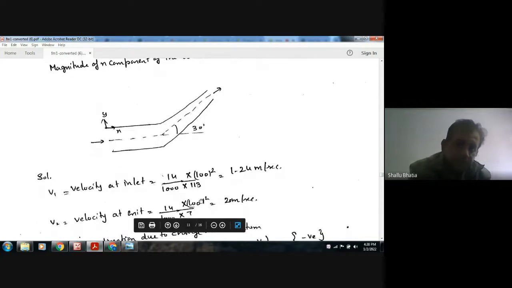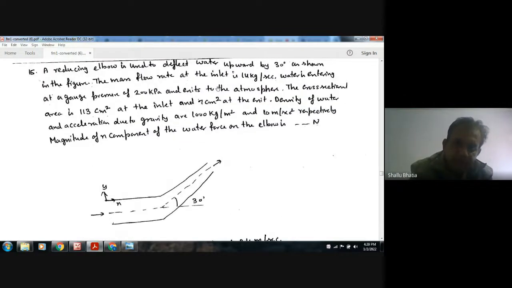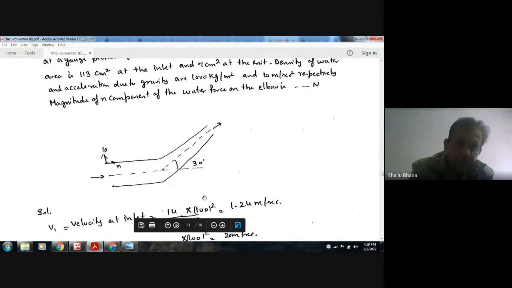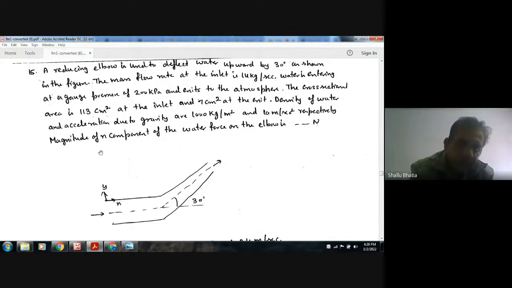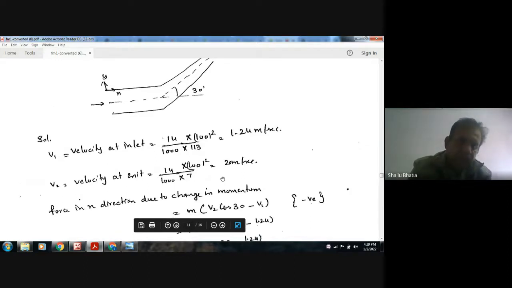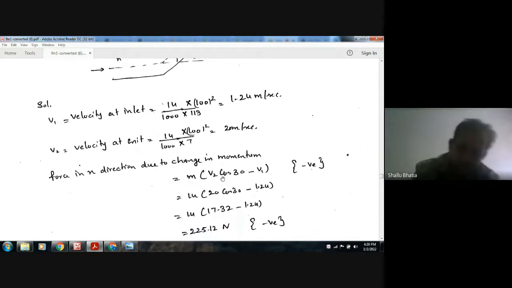So here the velocity at inlet is where the discharge is given and diameter is given. So mass flow rate is 14, and what is the fluid? So it is 14 divided by rho, the discharge, and your area is 113. So we can find out velocity at V1. Similarly, velocity at exit we can find out, area is 7. We can find out velocity at exit. It is 20 meters per second.